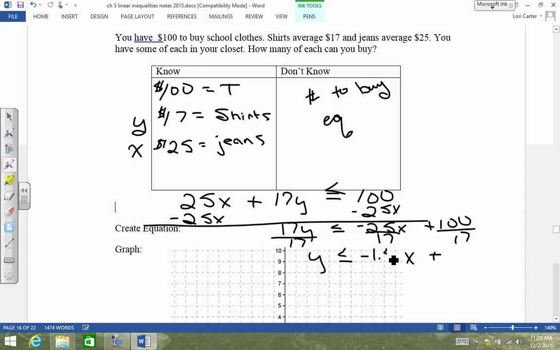What is 100 divided by 17? It'd be 5.88. Is that 5.9? 5.9. All right, either way, we're good. So now we have to graph that.